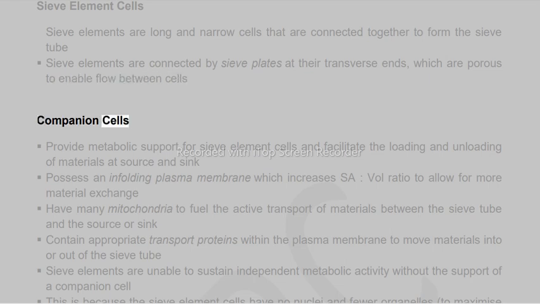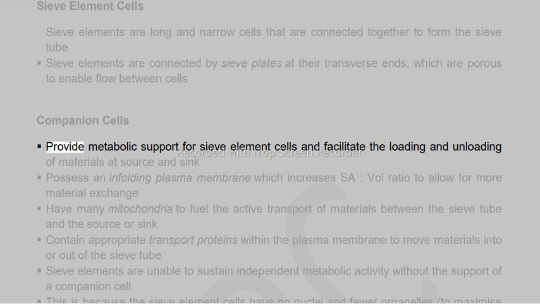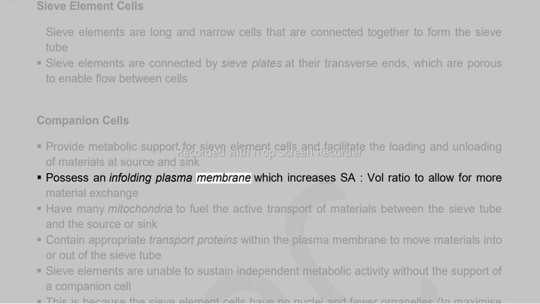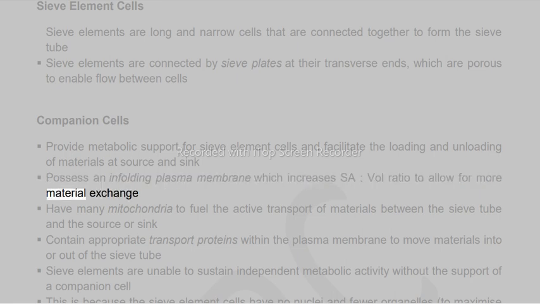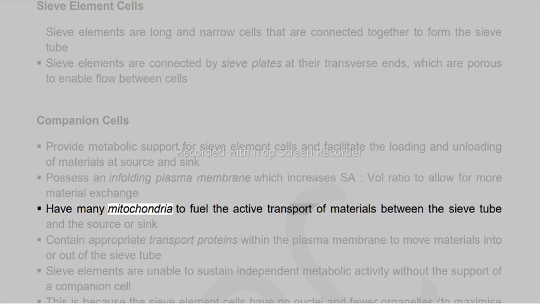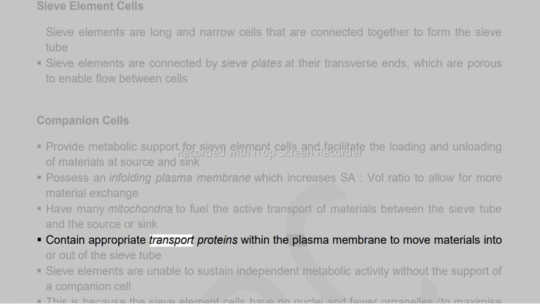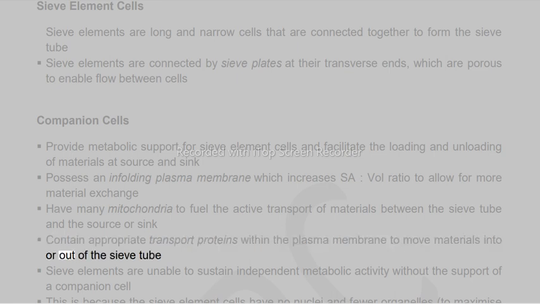Companion cells provide metabolic support for sieve element cells and facilitate the loading and unloading of materials at source and sink. They possess an enfolding plasma membrane which increases the surface area to volume ratio to allow for more material exchange. They have many mitochondria to fuel the active transport of materials between the sieve tube and the source or sink. They contain appropriate transport proteins within the plasma membrane to move materials into or out of the sieve tube.